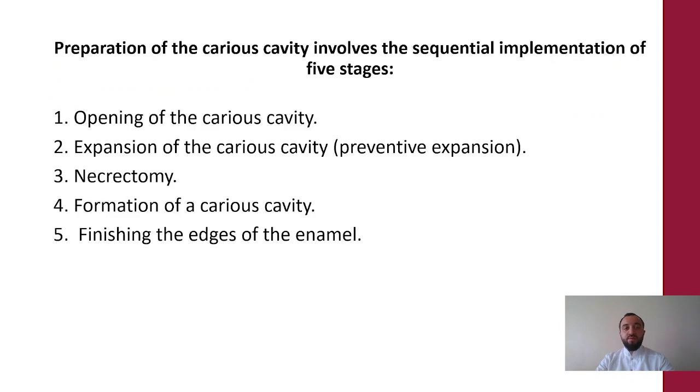Preparation of the carious cavity involves the sequential implementation of 5 stages. 1. Opening of the carious cavity. 2. Expansion of the carious cavity. 3. Necrectomy. 4. Formation of the carious cavity. 5. Finishing the edges of the enamel.